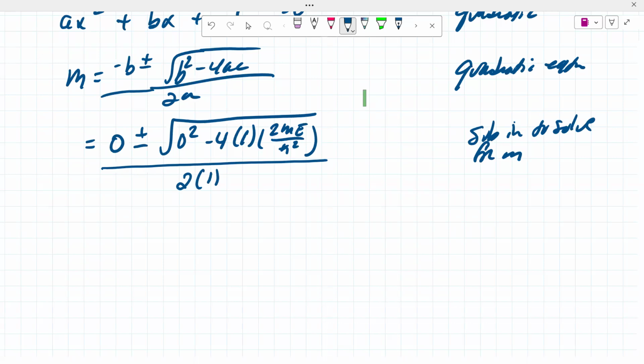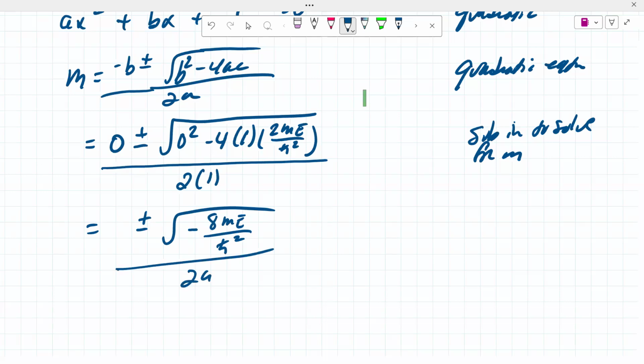All right. So let's see if we can simplify this at all. 0 plus or minus. Okay, well, I guess we don't really need the 0 anymore, so we can get rid of that. 0 squared is just going to be 0, so it's going to be minus. And now 4 times 2 is 8me over h bar squared. And this is all over 2. Oops, 8, that's already solved. It's just 2 times 1. This is simplified.